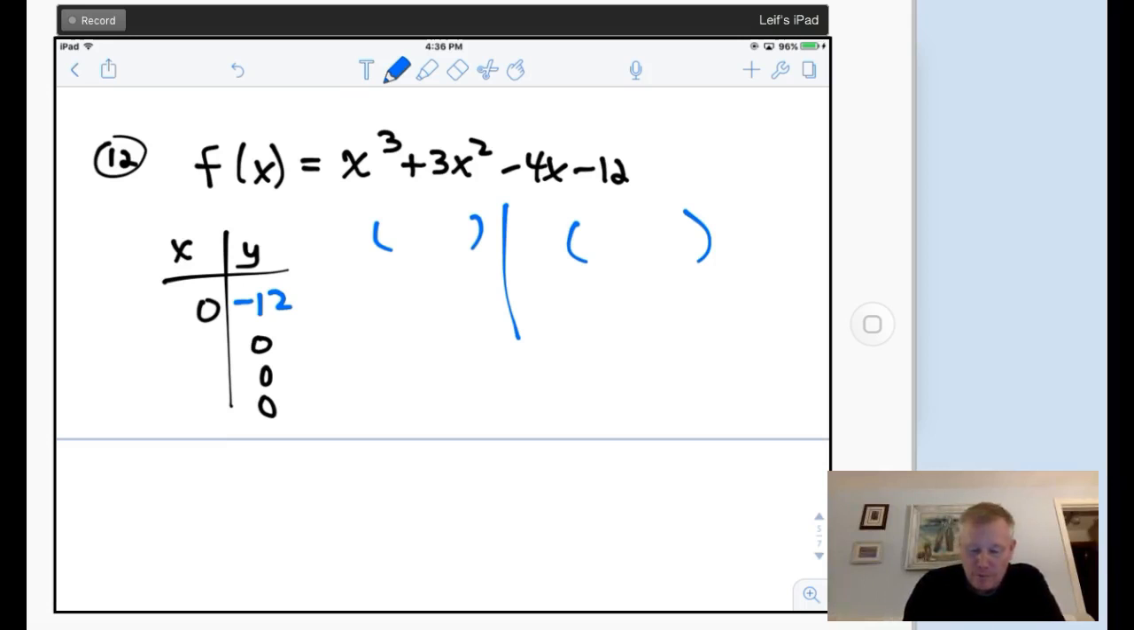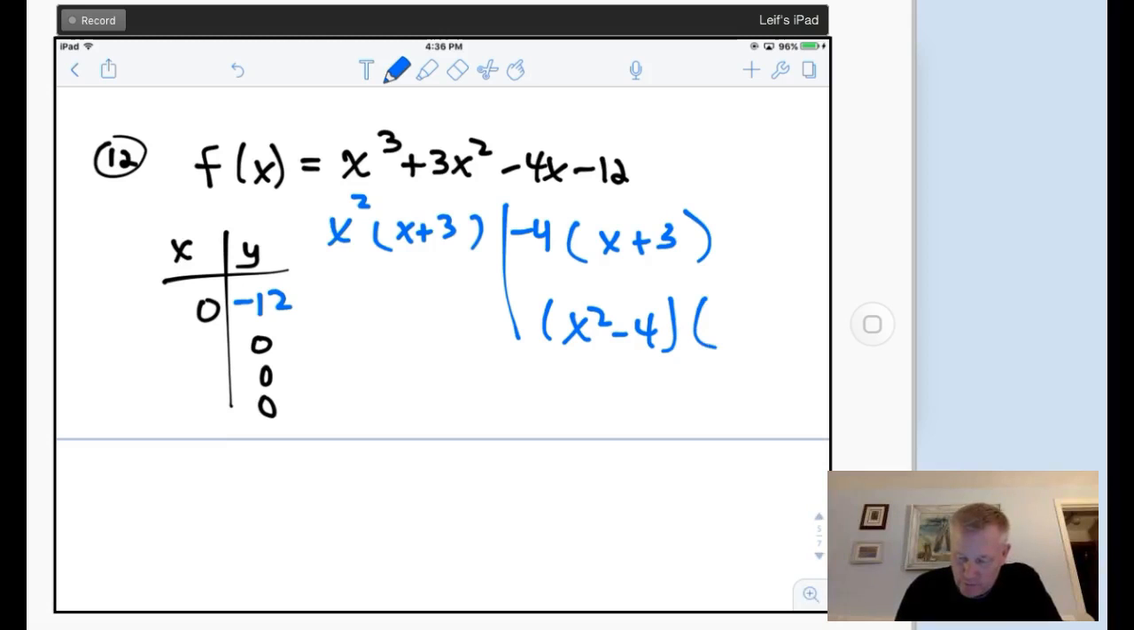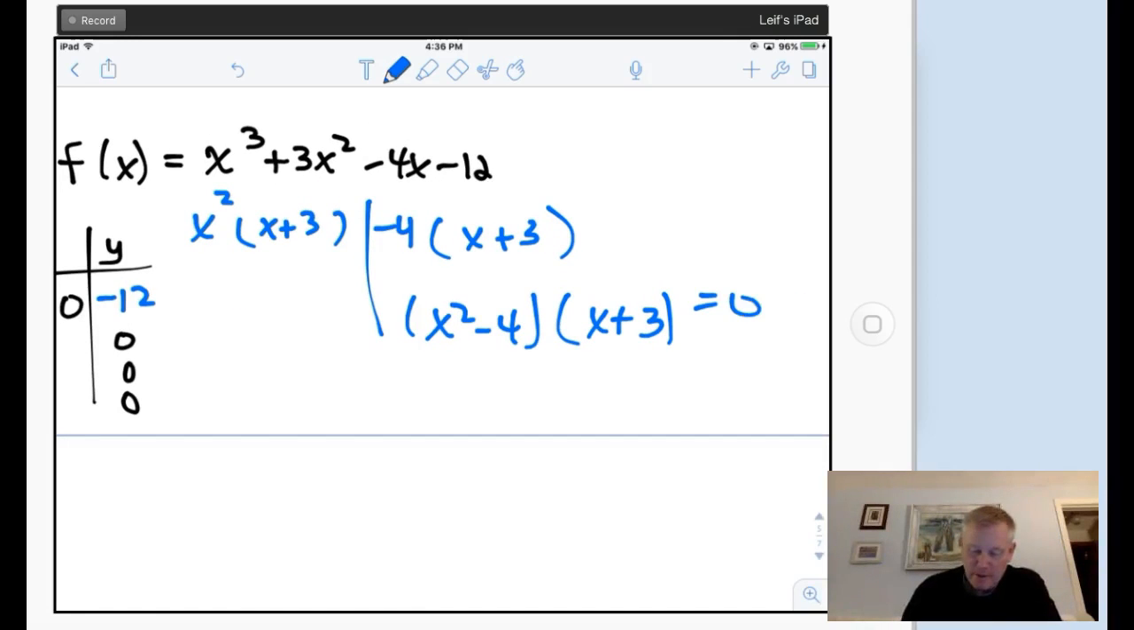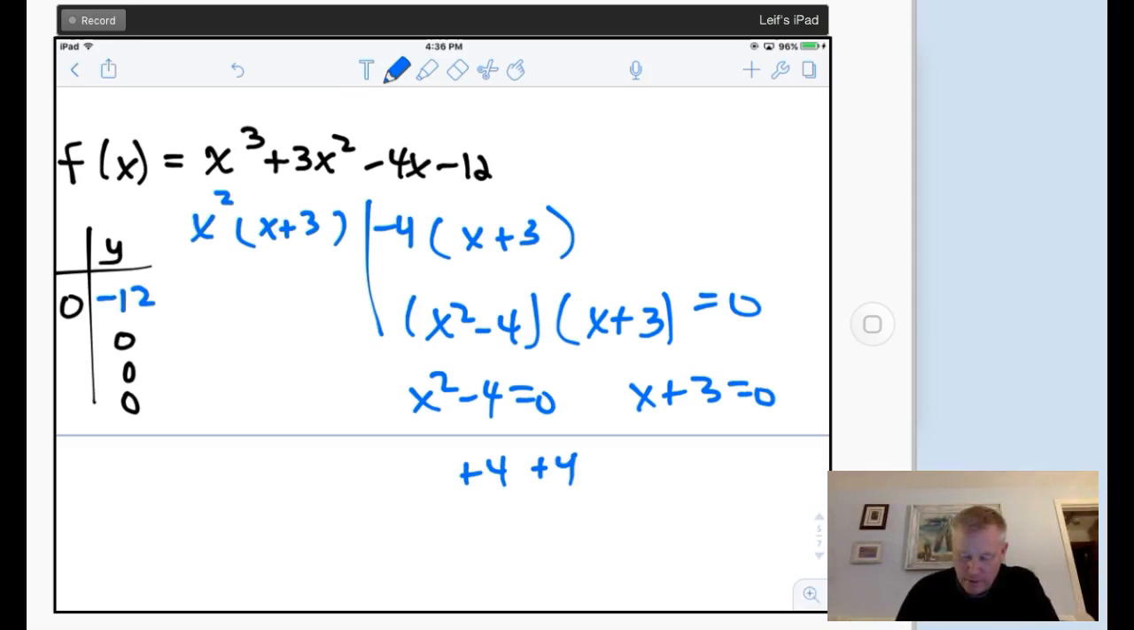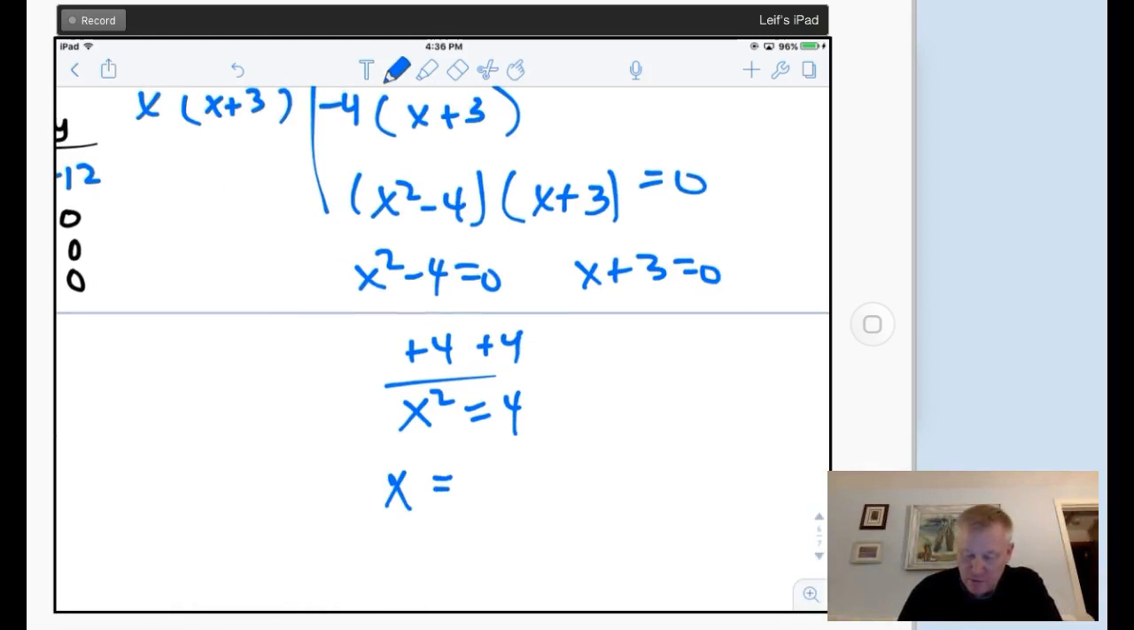So if I pull out an x squared, I'm left with x plus 3. Over here, if I pull out a minus 4, I'm left with x plus 3, which means I got two sets of parentheses, x squared minus 4 in one of them, and x plus 3 in the other one. I'm setting those equal to 0, and I get x squared minus 4 equals 0, x plus 3 equals 0. So if I add 4, I get x squared equals 4, therefore x equals plus or minus 2. Over here I subtract 3 and I get x equals negative 3.